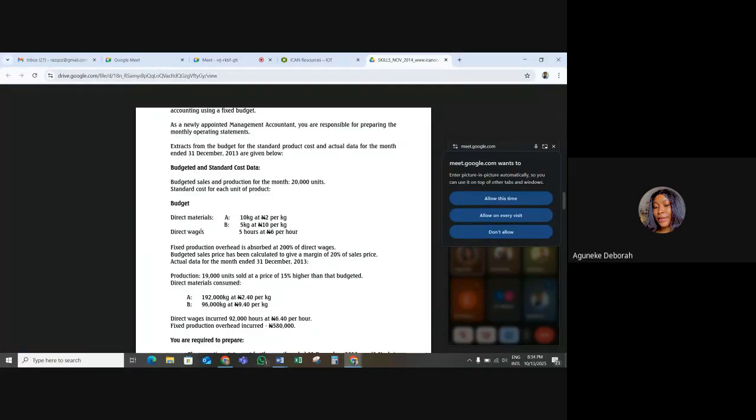Actual data for the month ended 31st December 2013. Production 19,000 units sold at price of 15% higher than the budgeted. Then we have direct material column. We assume all figures are correct. Direct wages included 92,000 hours at 6 naira 40 kobo per hour. Fixed production overhead incurred 580,000 naira. You are required to: A. The operating statement for the month ended 31st December 2013. B. I. Direct material cost variance. II. Direct labor variance. III. Overhead variance. IV. Sales variance.